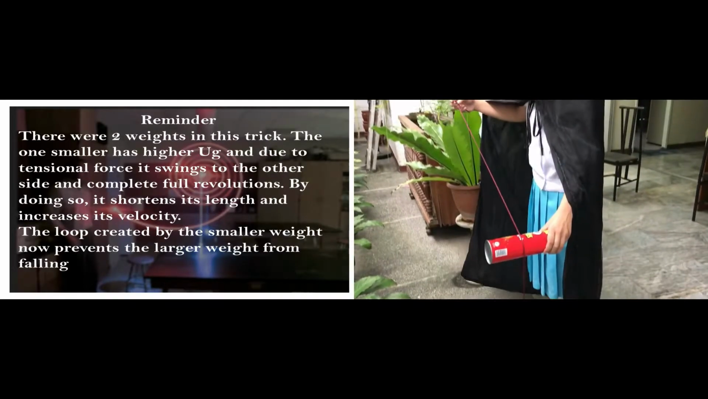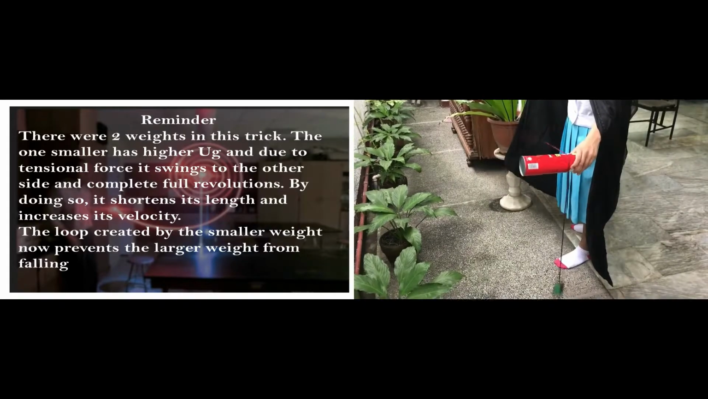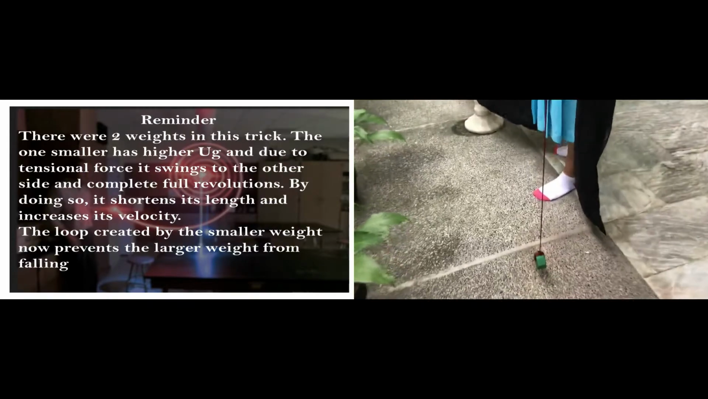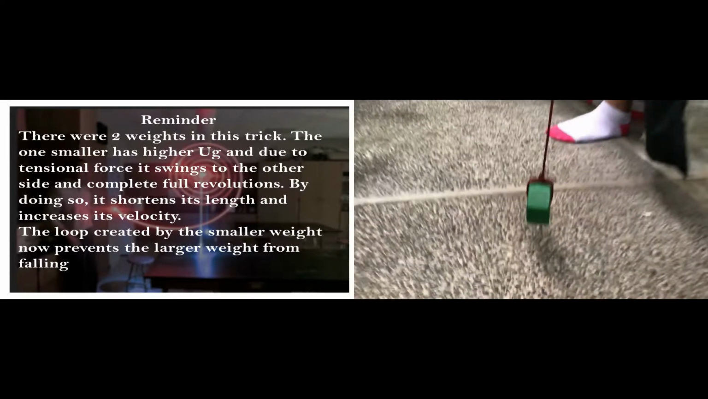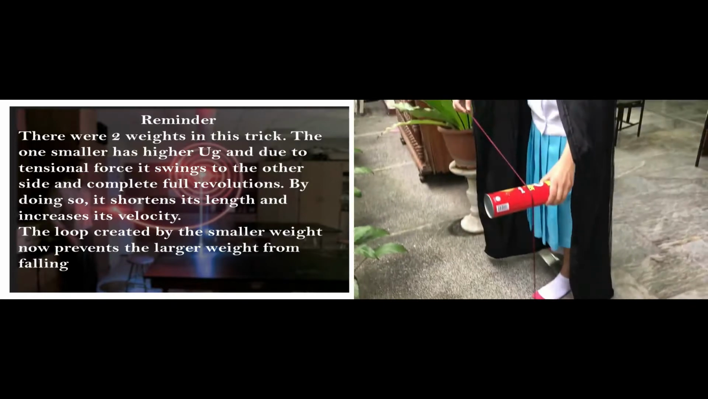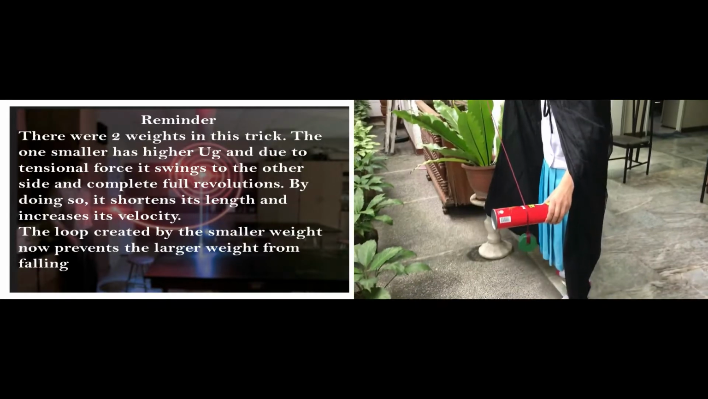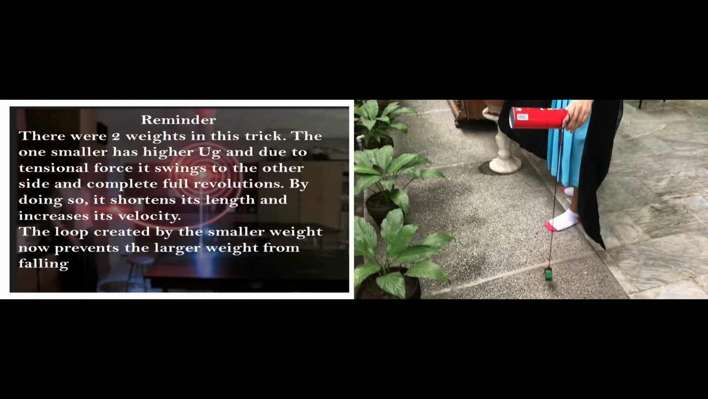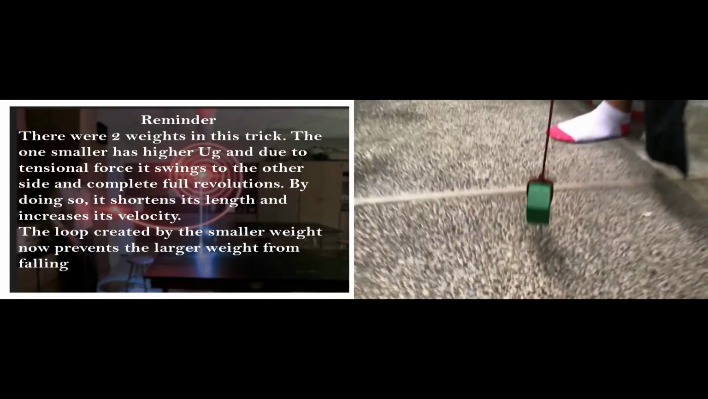To summarize, there were two weights in this trick. The smaller one has higher gravitational potential energy, and due to tension, it swings to the other side and completes full revolutions. By doing so, it shortens its length and increases its velocity. The loop created by the smaller weight now prevents the larger weight from falling.